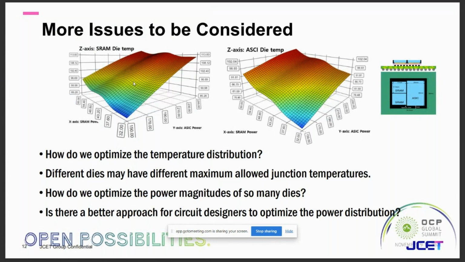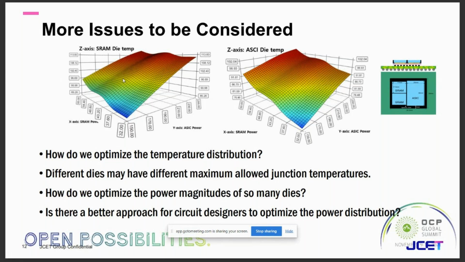But the problem is that a circuit designer may have to vary the power magnitudes. If we have, for example, 10 dies, the thermal simulation is going to be a big problem. We may have to run hundreds or even thousands of simulations. So how do we optimize temperature distribution efficiently? We should try to avoid doing too much simulation.